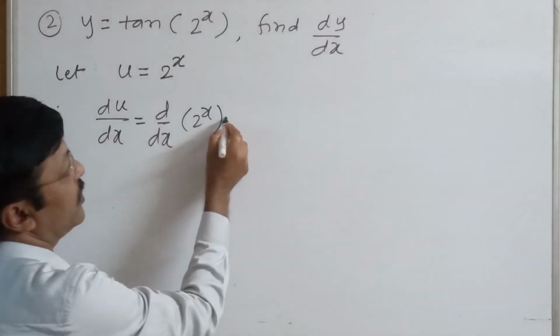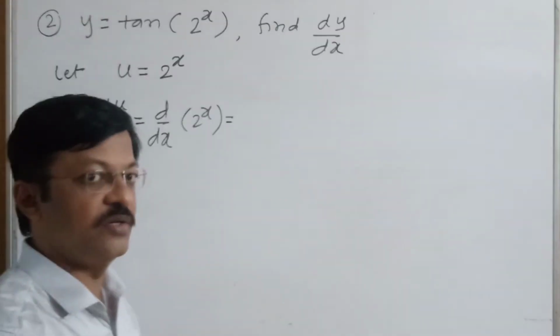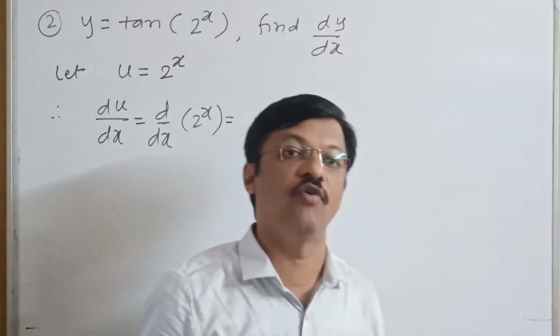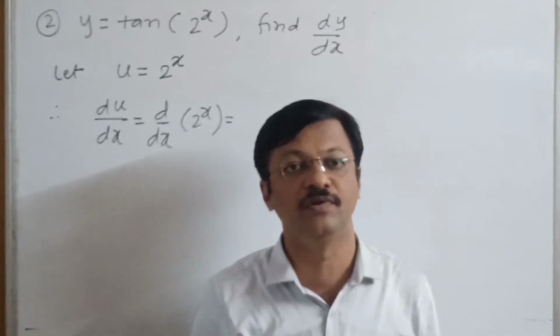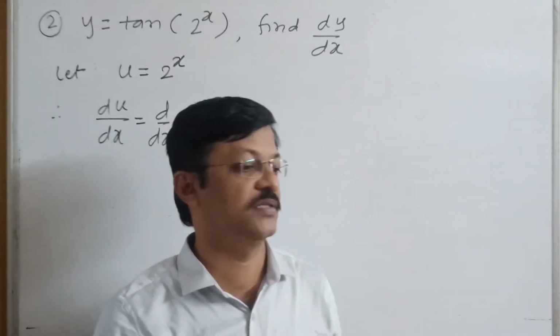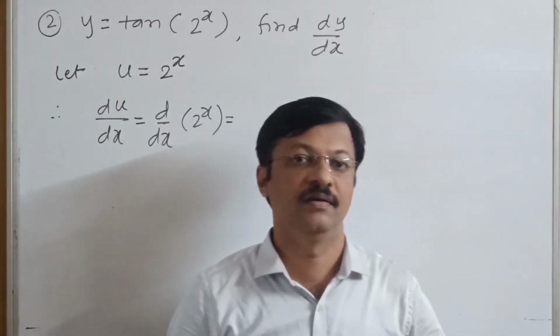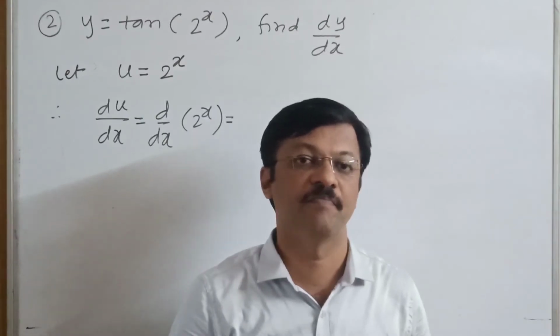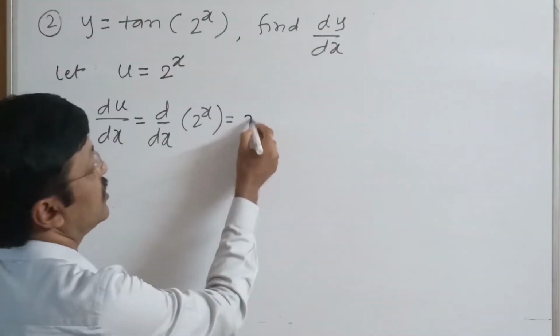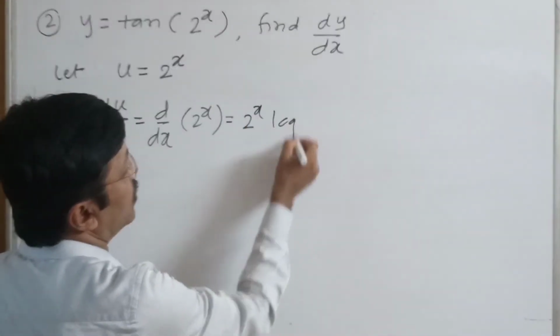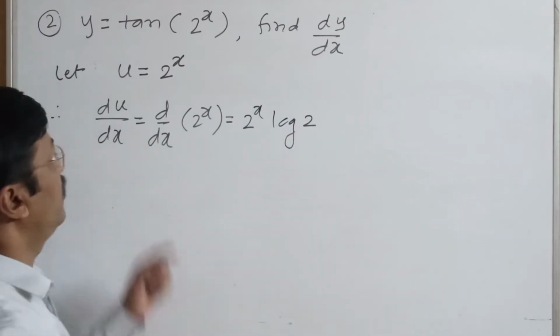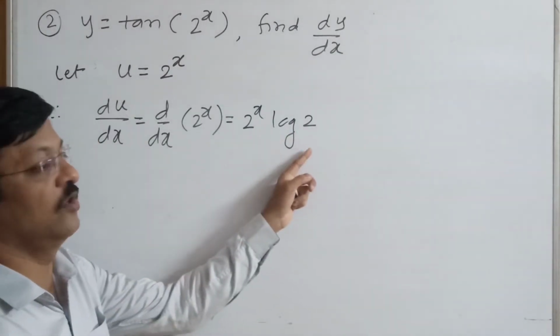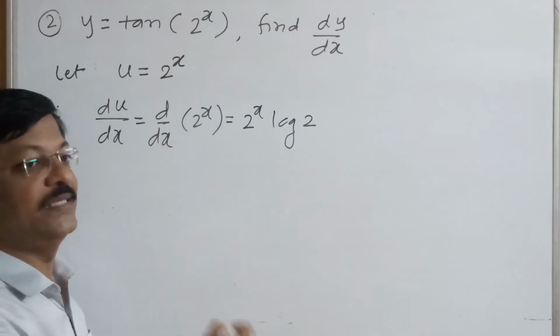d by dx of 2 raised to x is found by, you have to remember this rule: d by dx of a raised to x is a raised to x log a, the exponential functions formula. So d by dx of 2 raised to x is 2 raised to x log 2. We have found du by dx as 2 raised to x log 2. What you have to find more is dy by du.